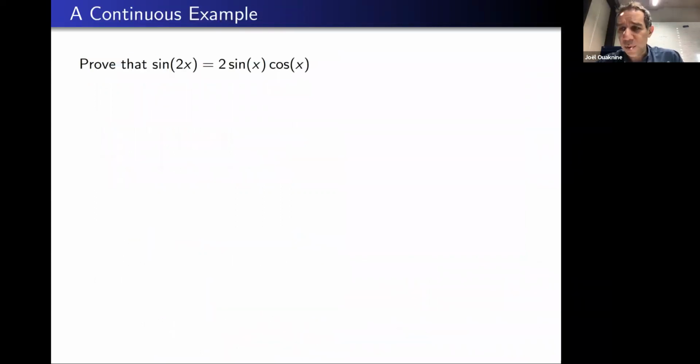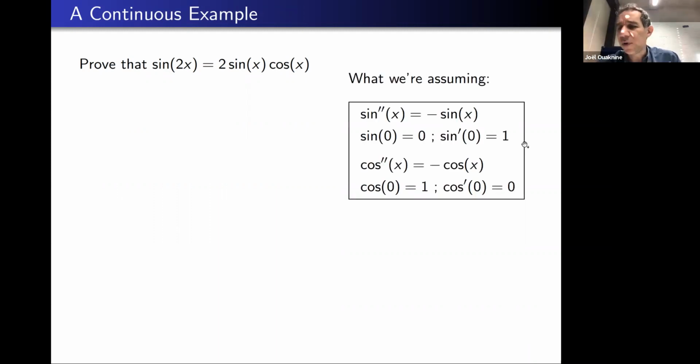Let's look at a third example, and this time a continuous example. Suppose you're asked to prove that sin(2x) is equal to 2 sin x cos x, one of these trigonometric identities. And of course, you may ask, what am I allowed to assume? So let's assume just the differential equations that govern sin x and cos x. The double derivative of sin x is minus sin x, the same for cos. And sin and cos differ in their initial conditions: sin 0 equals 0, sin prime of 0 equals 1, and for cos it's the other way around. So we're only going to assume what's in the box, as well as the chain rule.